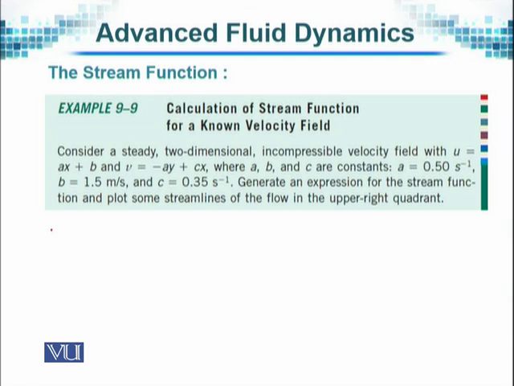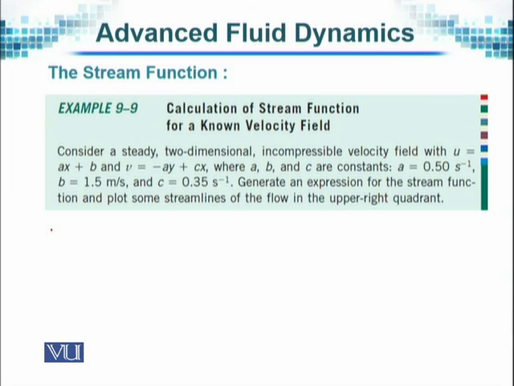So you see that u is dependent on x, while a and b are of course constants, and v is dependent on both y and x. Where a, b, c are constants, the values of constants have been chosen: a is half per second, b is 1.5 meter per second, c is 0.35 per second. They want us to generate an expression for the stream function and plot some lines.